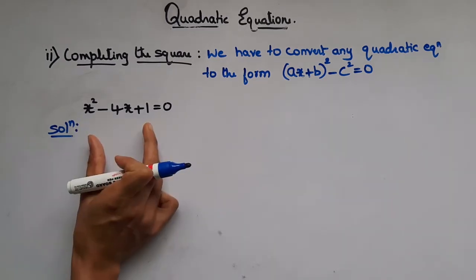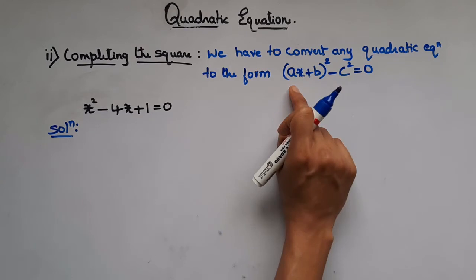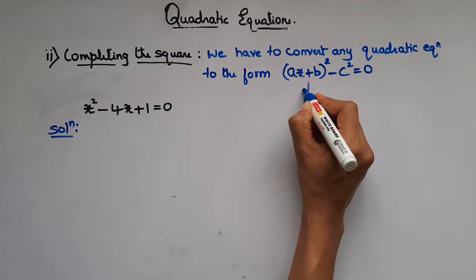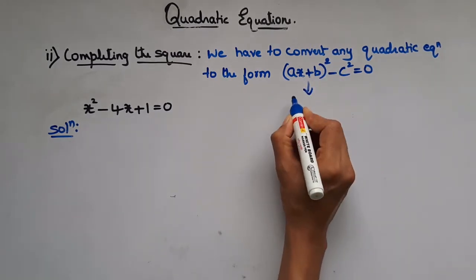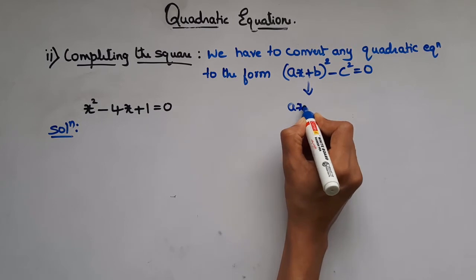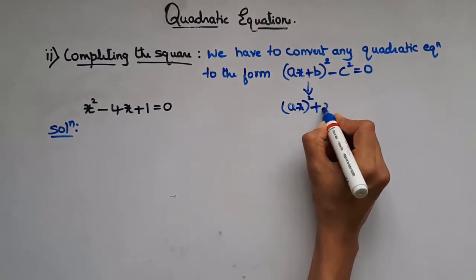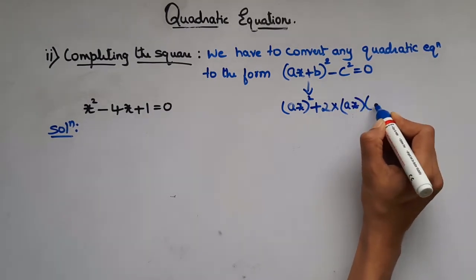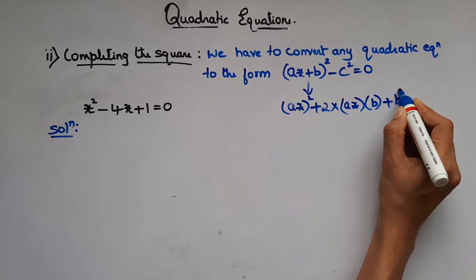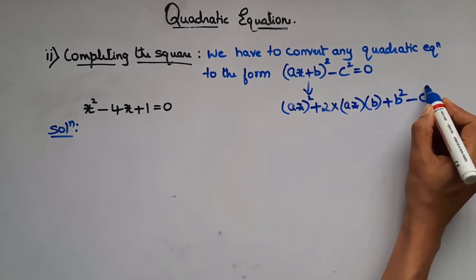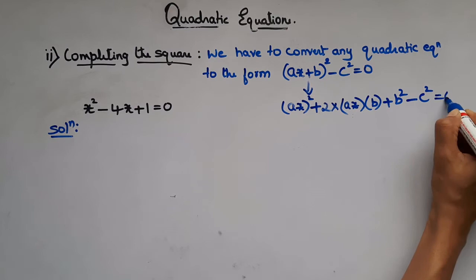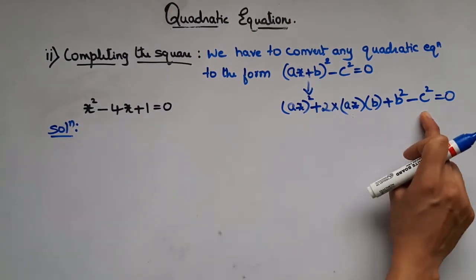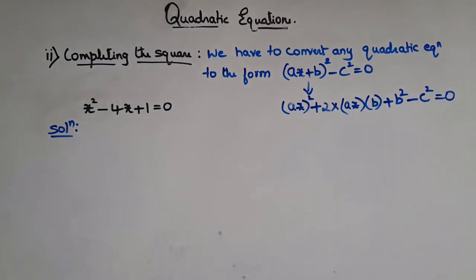In this case, the next step is to bring this equation to the form (ax + b) the whole square minus c square equal to 0. Now if you see, this is of the form (a + b) the whole square, right? So we know (a + b) the whole square is a square plus 2ab plus b square, where a in this case is ax. Minus c square, which is equal to 0. So now first we will bring this equation to this form and then we will bring it back to this form. So how to do this?